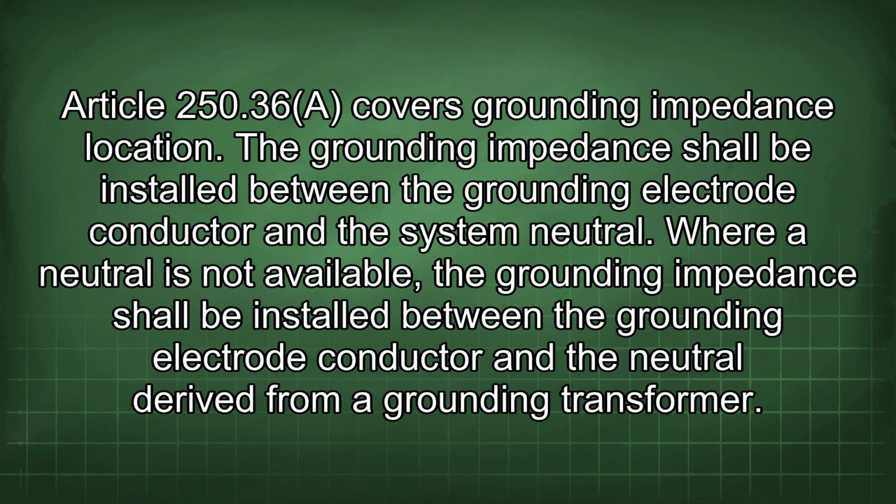Article 250.36 covers grounding impedance location. The grounding impedance shall be installed between the grounding electrode conductor and the system neutral. Where a neutral is not available, the grounding impedance shall be installed between the grounding electrode conductor and the neutral derived from a grounding transformer.